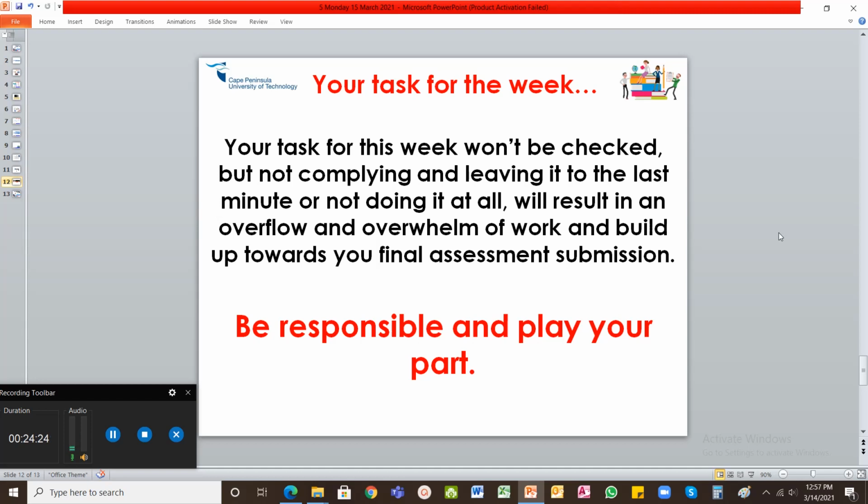So please, you are given enough time with very little work in between to complete, considering your other subjects. So there would be no excuse towards not submitting your work. So please be responsible and play your part.